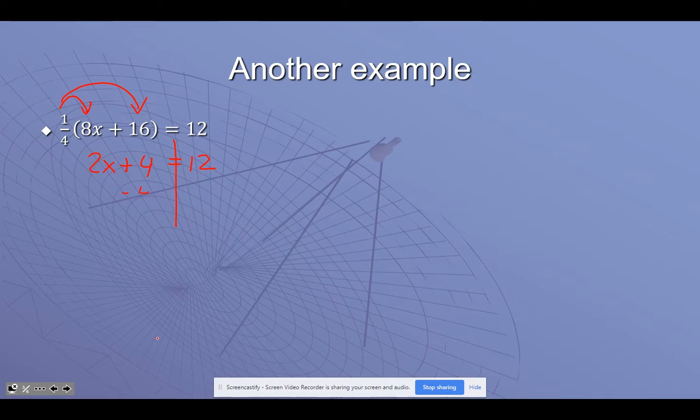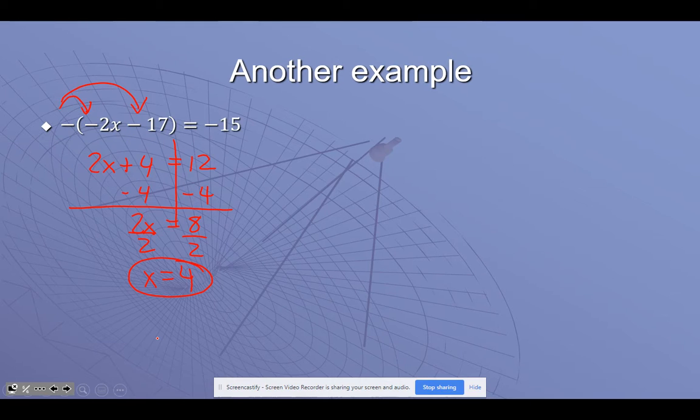I'll then subtract 4 from both sides using the subtraction property of equality to get 2x equal to 8. I'll then divide both sides by 2 using the division property of equality, and x equals 4. You should be checking for truth at this point to make sure that you are correct. And finally, one more example for you to try. Pause the video at this point to give yourself a chance to try it on your own.